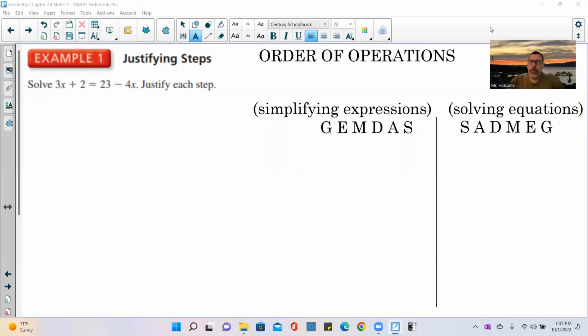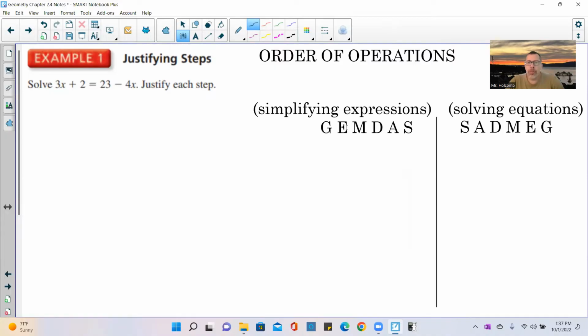Okay, so a lot of teachers use the acronym PEMDAS: parentheses, exponent, multiply, divide, add, subtract. I prefer using the letter G because it represents grouping. It doesn't have to be parentheses. It could be a numerator, it could be under a radical, it could be the radicand. It could be a number of things that are grouped together, and you always do your grouping first. So that's why G comes first.